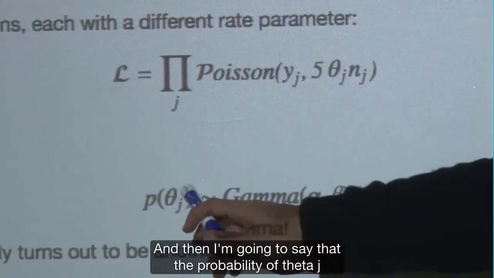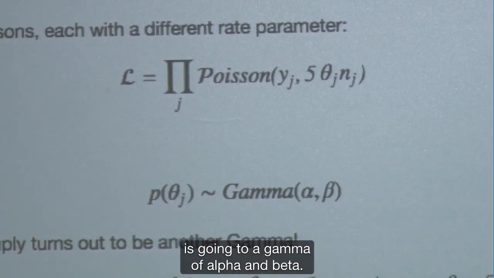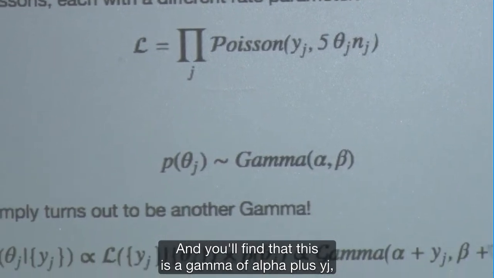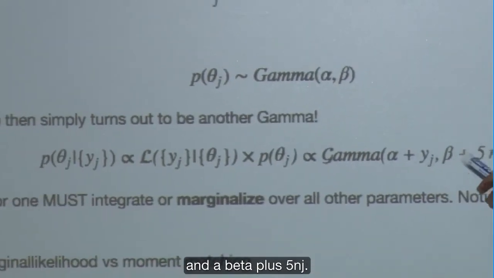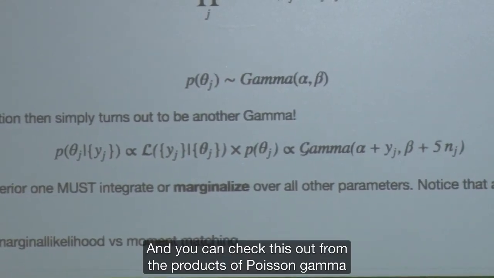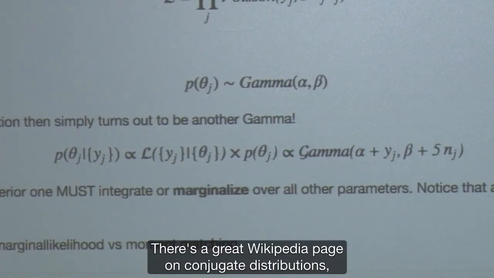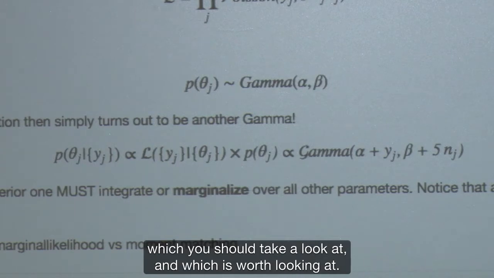And then I'm going to say that the probability of theta j is going to be a gamma of alpha and beta. And I'm going to multiply this together, and you'll find that this is a gamma of alpha plus yj and beta plus 5nj. And you can check this out from the products of Poisson gamma distributions. There's a great Wikipedia page on conjugate distributions, which you should take a look at, and which is worth looking at.